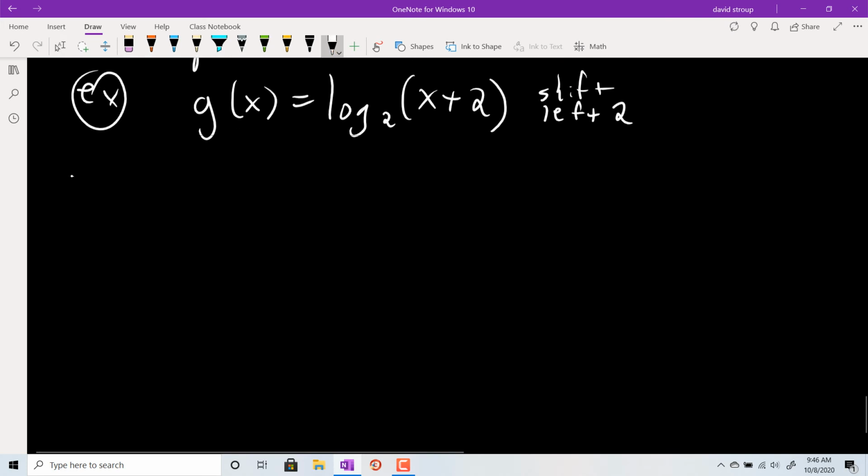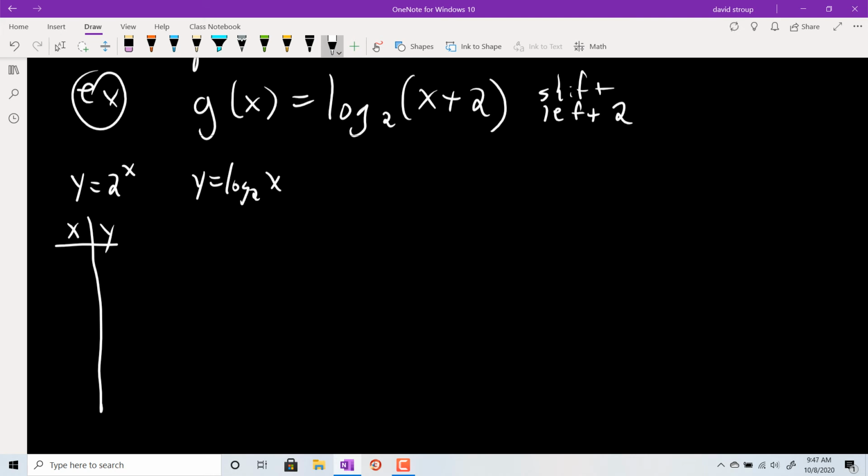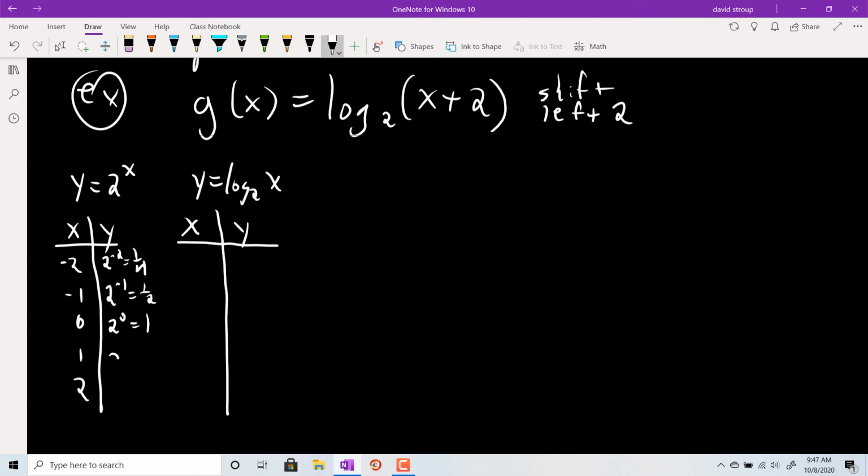So first I'm going to get the table for 2 to the x. That will allow me to graph log base 2 of x. And then I'll do shifting to get to log base 2 of x plus 2. Okay, so negative 2, negative 1, 0, 1, 2. 2 to the negative 2 is 1 over 2 squared, which is 1 over 4. 2 to the negative 1 is 1 over 2. 2 to the 0 is 1. 2 to the 1 is 2. And finally, 2 to the 2 is 4. So for the other table, the log table, you just switch the coordinates.